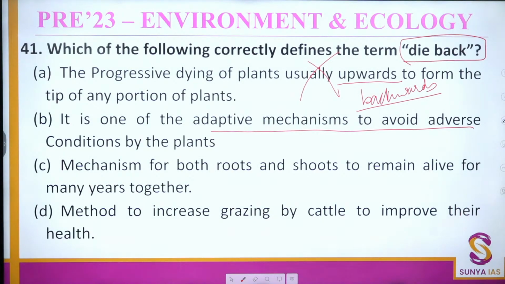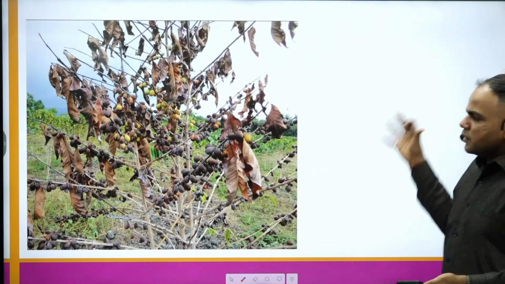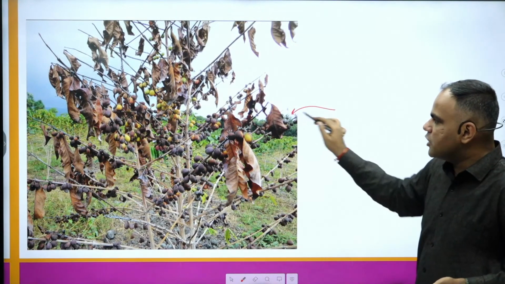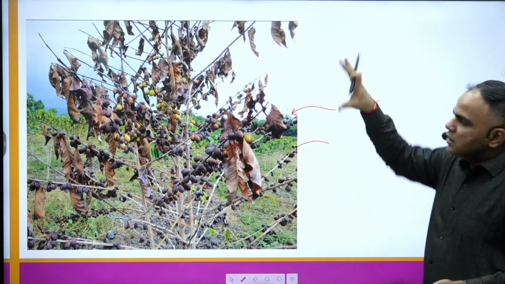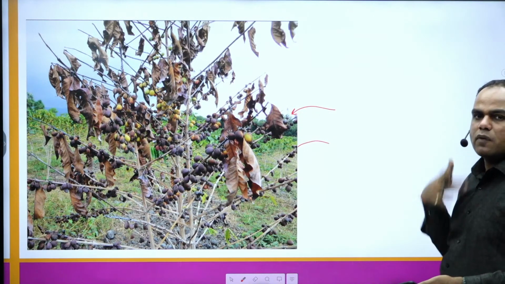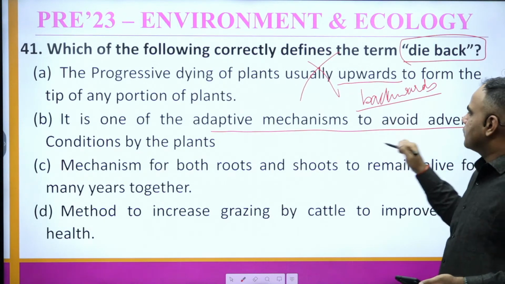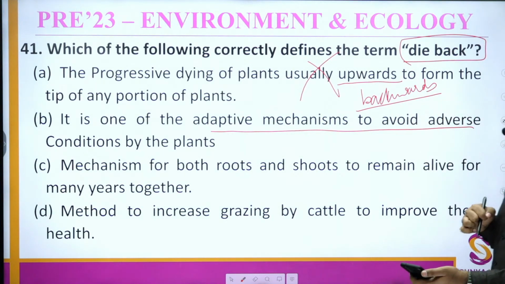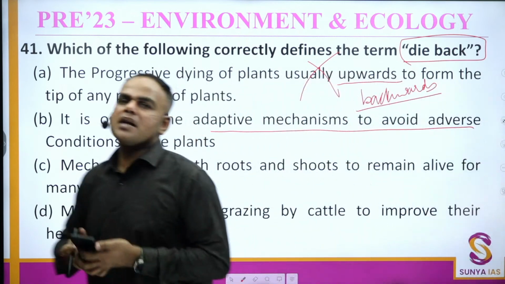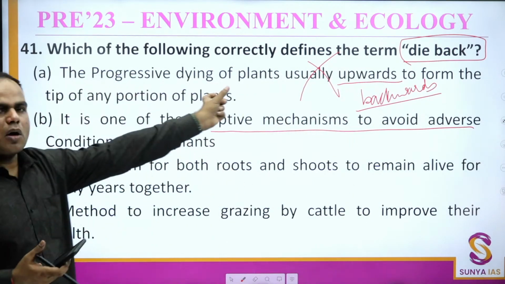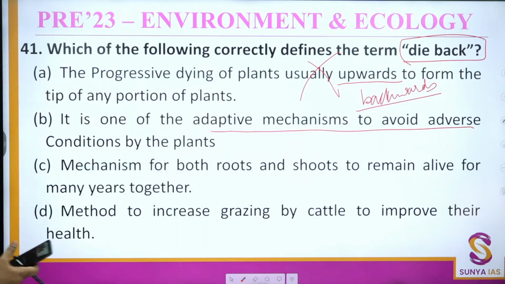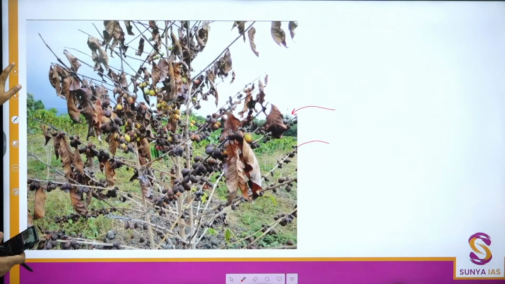So this is question 41. And by the way, this is one of the mechanisms as to why, when there is an adverse climate condition, because of dieback these plants are able to survive for a very long time. So that helps them. This is an adaptive mechanism to avoid adverse conditions by the plants. Statement number 1 is becoming wrong because of a very small detail. That is known as dieback, and you can see this from the image as well. This is how the dieback looks like, an adaptive condition.